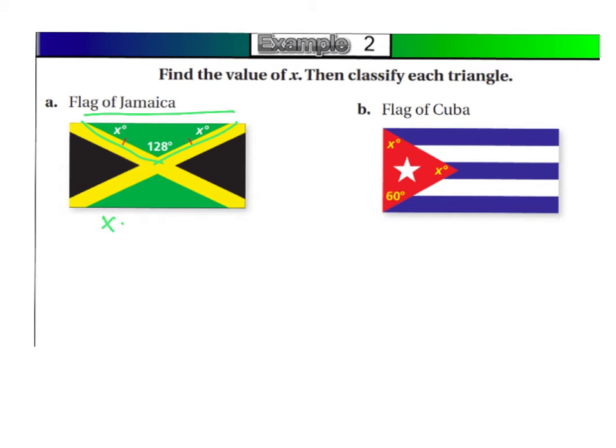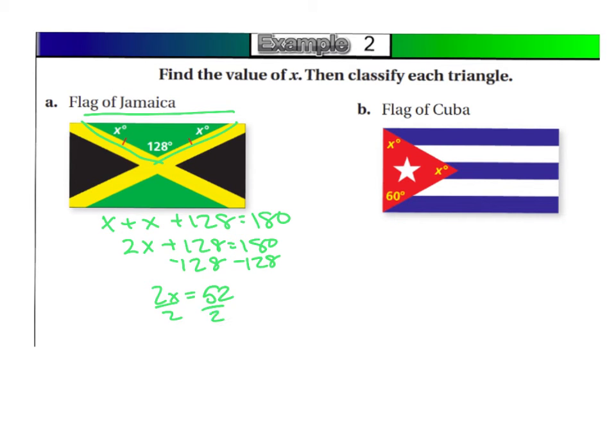I have x plus another x plus 128. That's going to equal 180. So these together is 2x plus 128. So now I'm going to subtract 128. 180 minus 128 gives me 2x equals 52. And I'm going to divide by 2, which gives me, number 1, x equals 26 degrees.